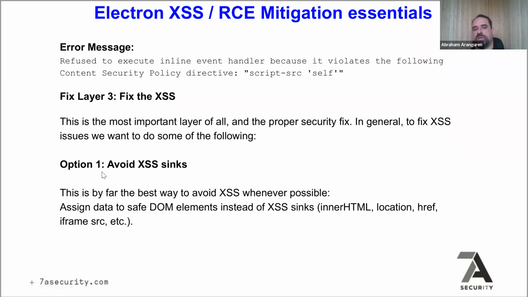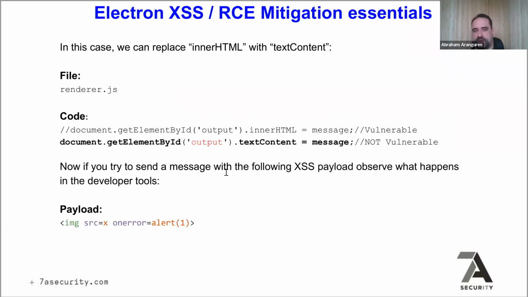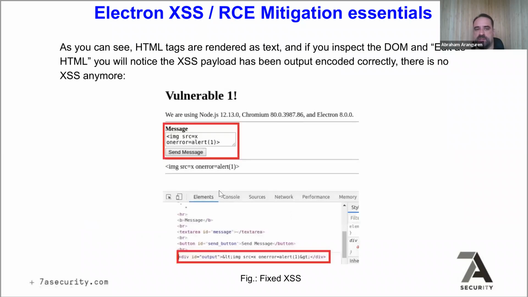And the best way to do it would be to avoid XSS sinks, right? So for example, instead of assigning user input to innerHTML, you assign it to textContent, and then there's no longer an XSS. So when you try this, the payload will be rendered as text. And on the developer tools, you can see that this is correctly output encoded. So we no longer have an XSS, right? So this would be the ideal way.